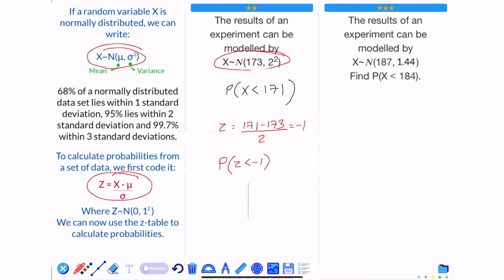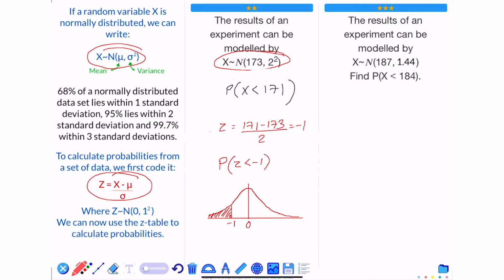Now sketching a quick normal distribution graph, where there will be symmetry around the y-axis, which is at 0, negative 1 will be about here. To answer the question, I need to calculate the area represented by this shaded region. However, if I can only read positive values of z, I need to think of how else I can calculate this area.